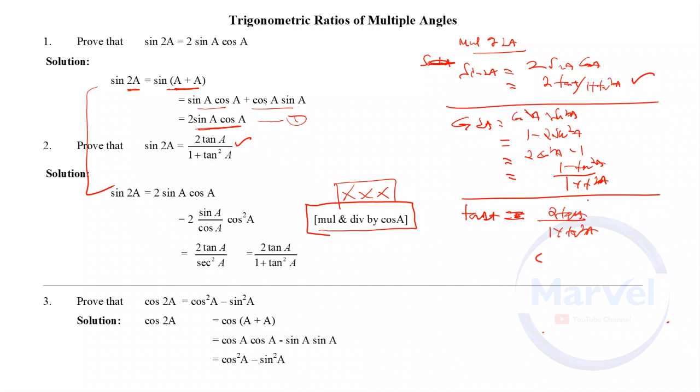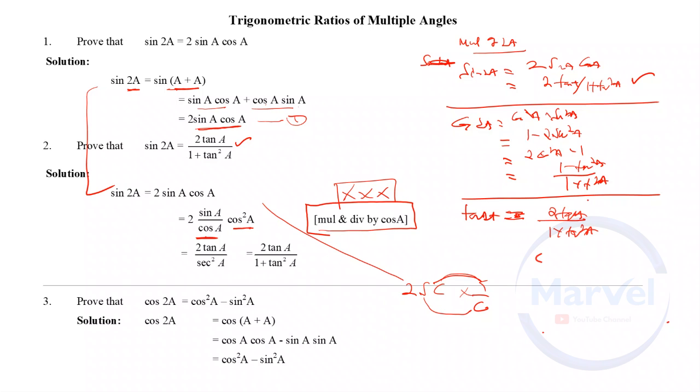Multiply and divide by cos A. If you multiply and divide by cos A, this becomes what? 2 sin into cos by cos. Okay. So what is cos into cos? Cos square. And group these two: 2 sin by cos into cos square A. Sin by cos is tan A.